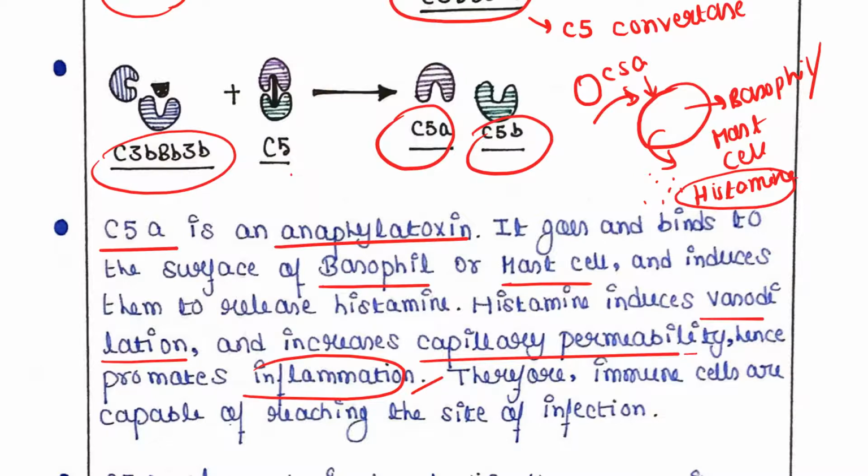Now the inflammation is caused by C5a. Therefore, immune cells are capable of reaching the site of infection. That is the function of inflammation, right? Inflammation helps immune cells to reach the site of infection. So that is now done by C5a.